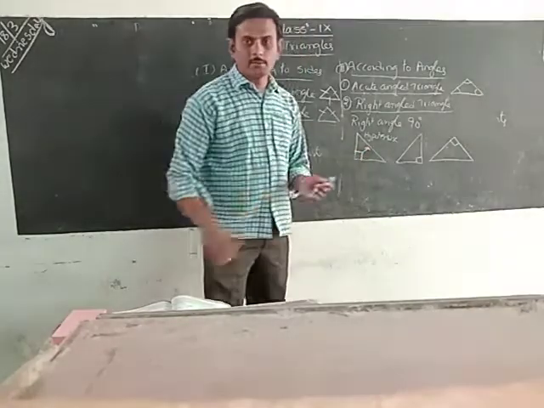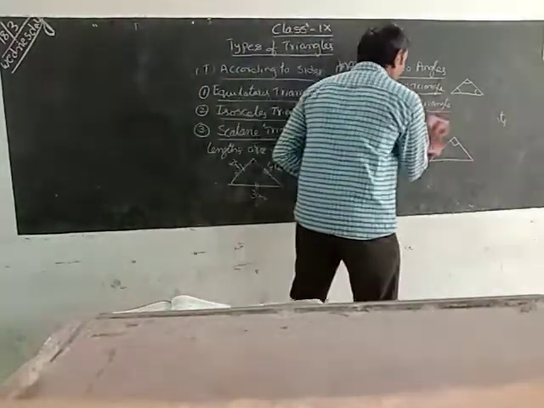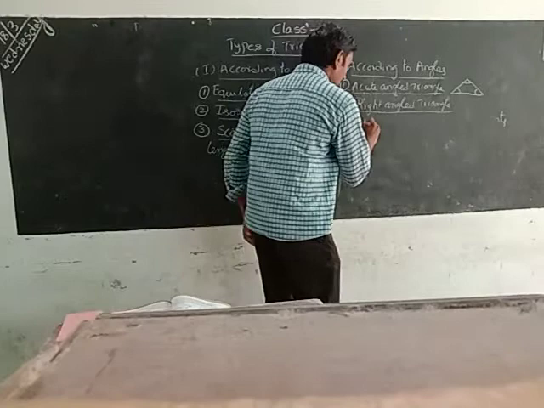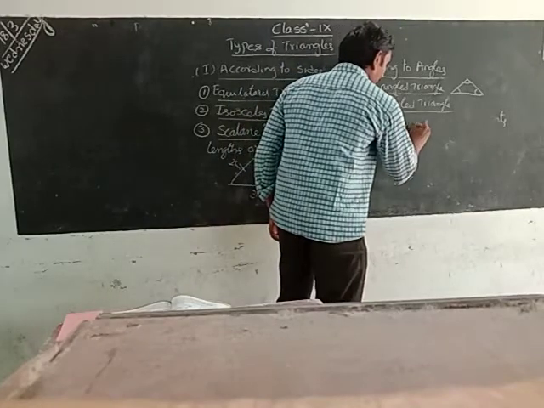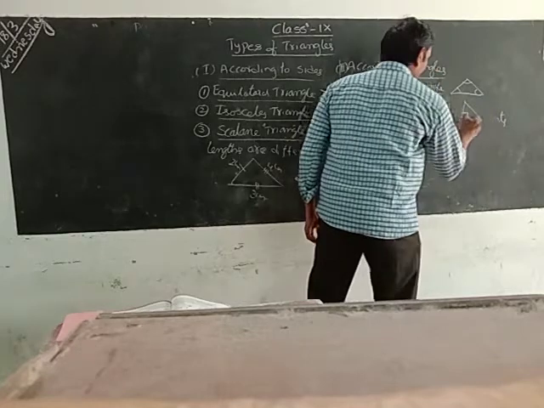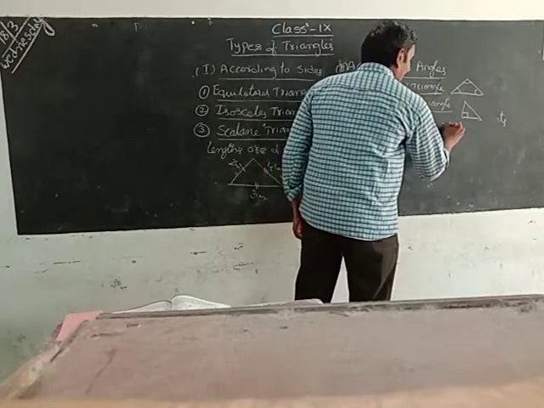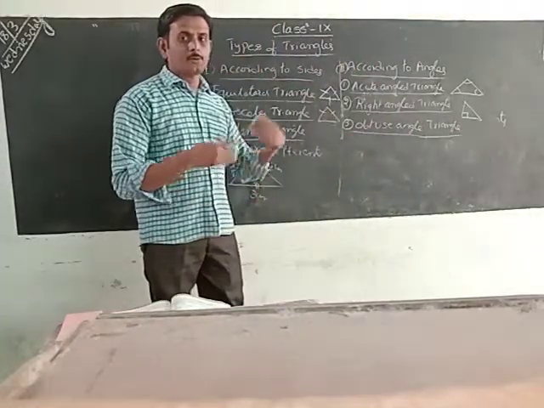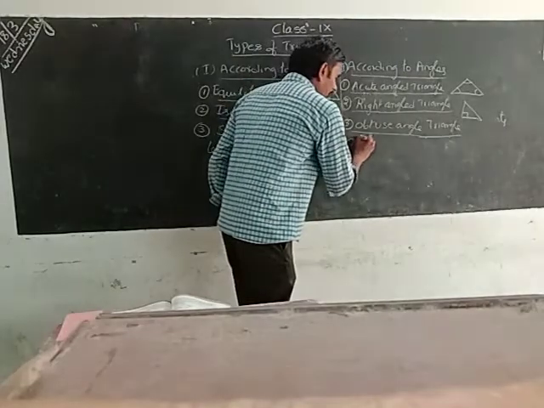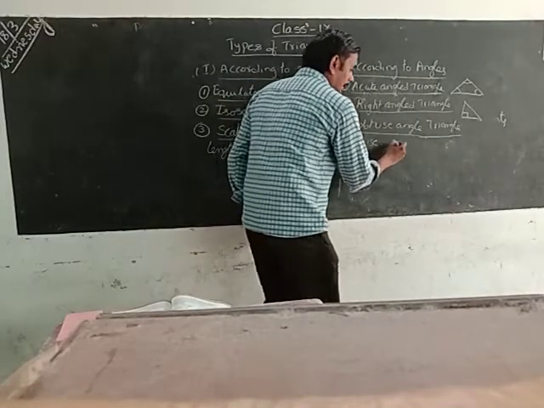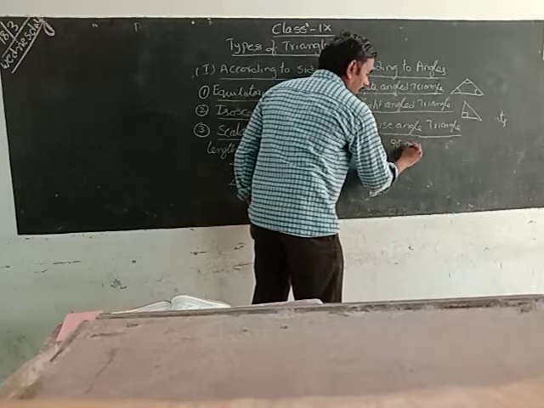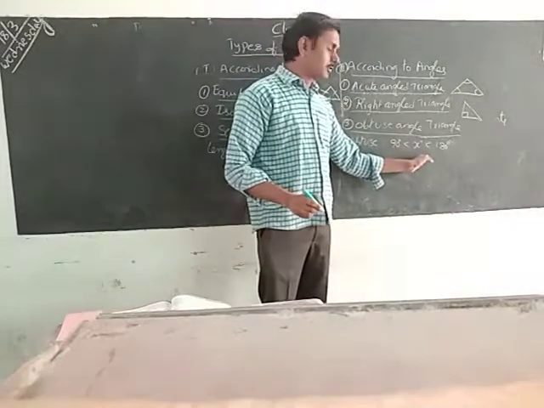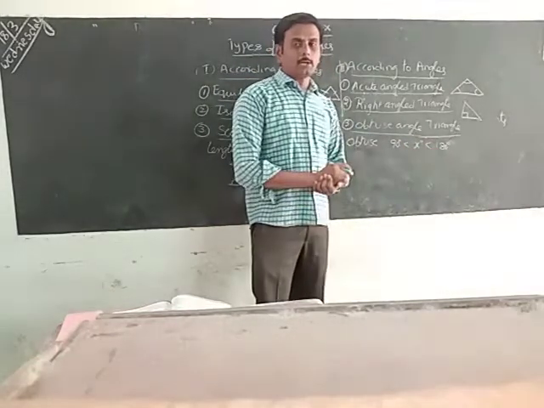Next, the last one is obtuse angle triangle. What do you mean by obtuse angle? Remember, in obtuse angle triangle, it is only the name that is obtuse. Whenever you say obtuse angle, the angle should lie between 90 and 180: more than 90 and less than 180. Then it is called obtuse angle.